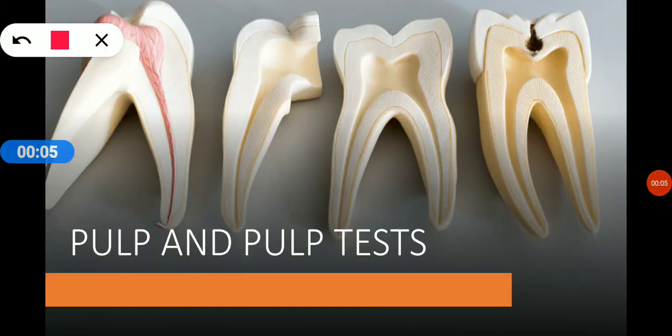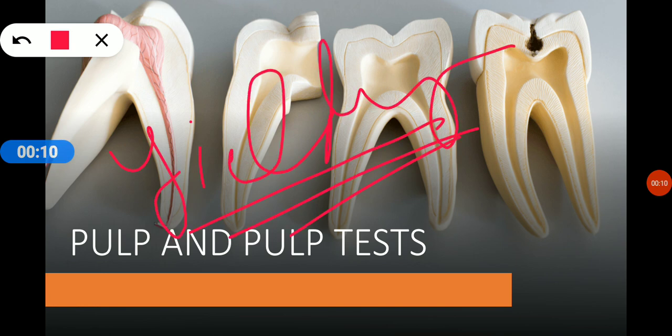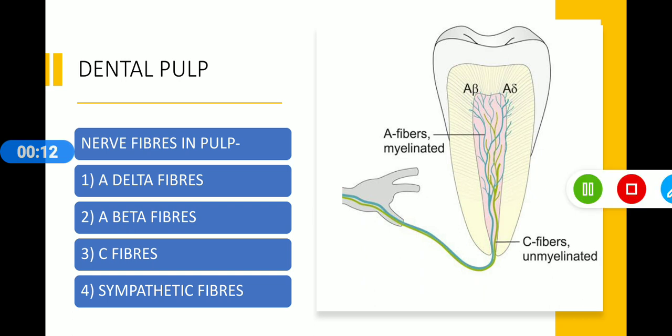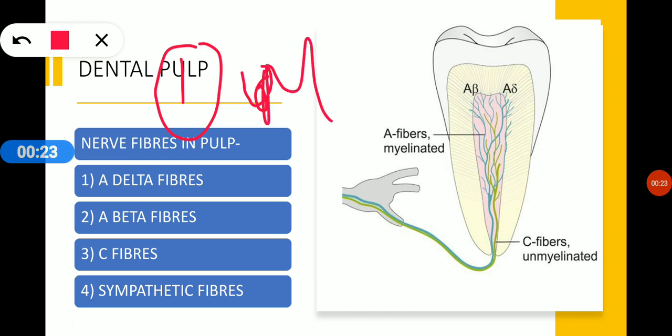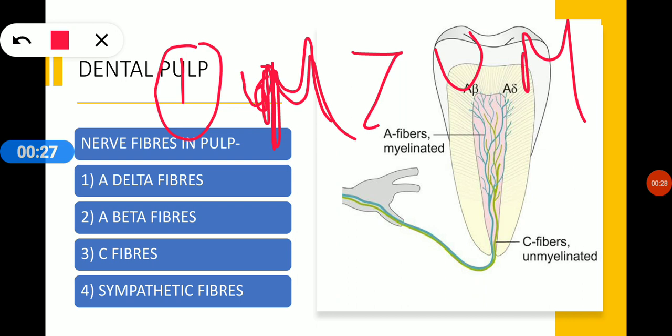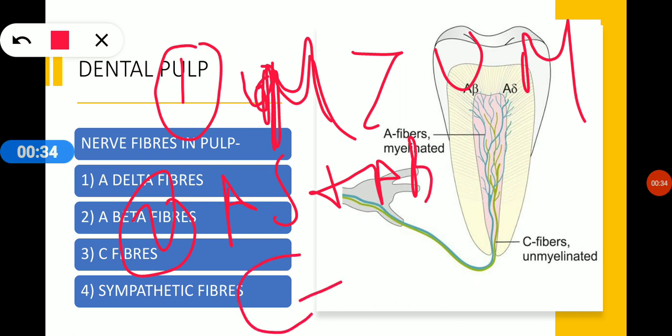In this video, I will be covering only the high yielding facts we need to know. These are the fibers which are present in the pulp. So what you need to remember is number 1. The myelinated fibers are more in number than the unmyelinated fibers. A delta and A beta are the myelinated fibers, whereas the C fibers are unmyelinated.